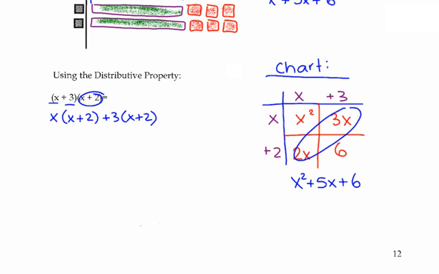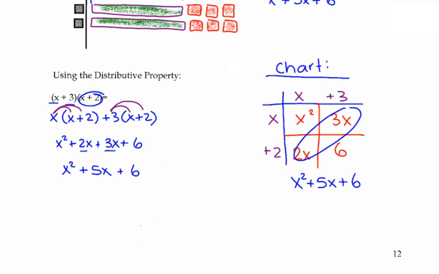Okay, so now we can just go ahead and distribute the x and distribute the 3. So x times x is x squared. x times 2 is 2x. 3 times x is 3x. And 3 times 2 is 6. And then our last step is to collect our like terms, which again are the diagonal in the chart. So x squared plus 5x plus 6. So they're all valid ways to multiply binomials.